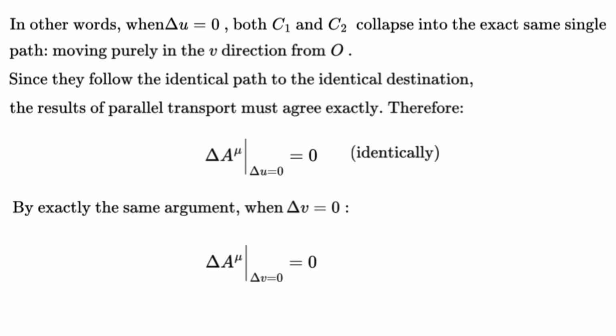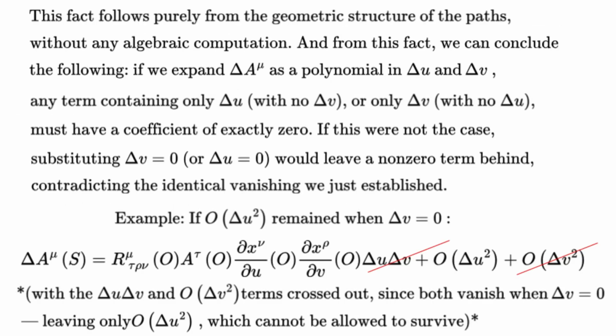In other words, when delta U equals 0, both C1 and C2 collapse into the exact same single path moving purely in the V direction from O. Since they follow the identical path to the identical destination, the results of parallel transport must agree exactly. Therefore, by exactly the same argument, when delta V equals 0, this fact follows purely from the geometric structure of the paths, without any algebraic computation.